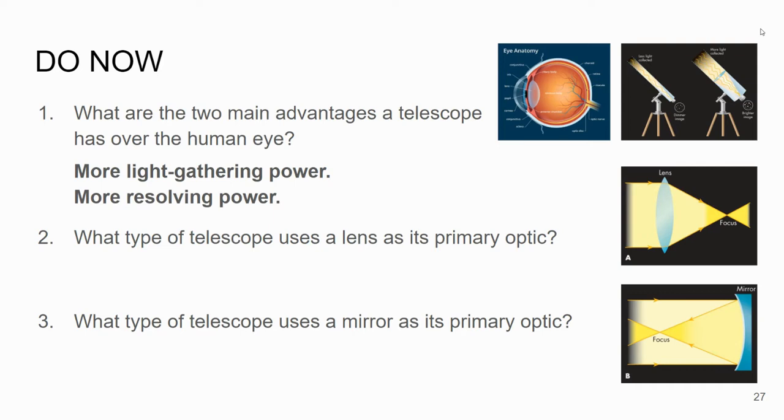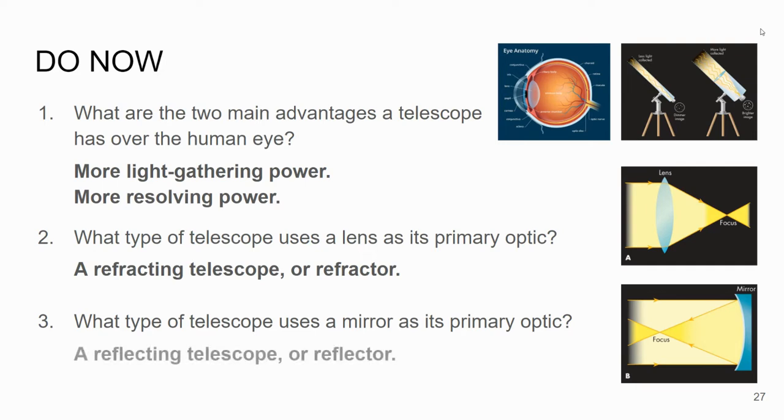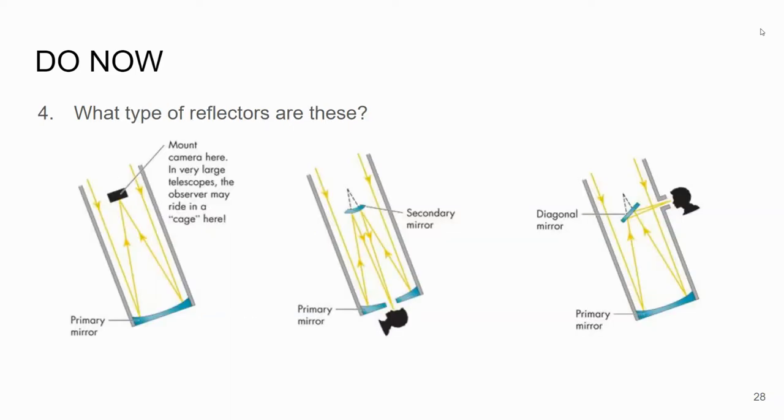Second question: what type of telescope uses a lens as its primary optic? That would be a refracting telescope or refractor. And what kind uses a mirror as its primary optic? That's a reflecting telescope or a reflector. All of the professional telescopes now are reflectors. They don't use refractors anymore, and there are slides that explain why.